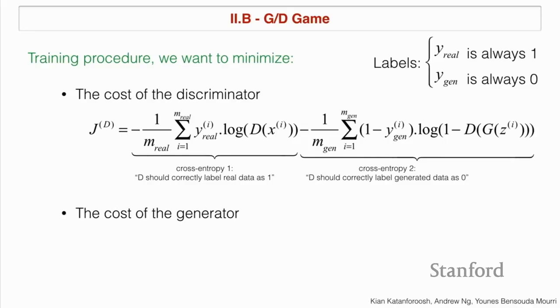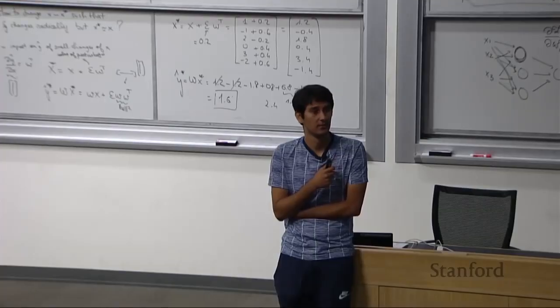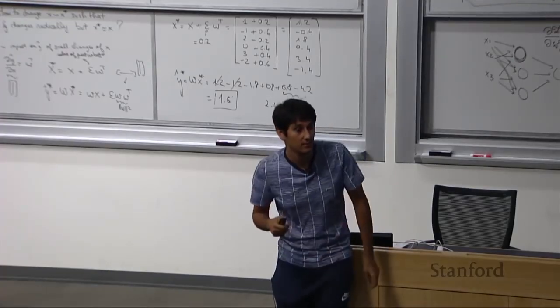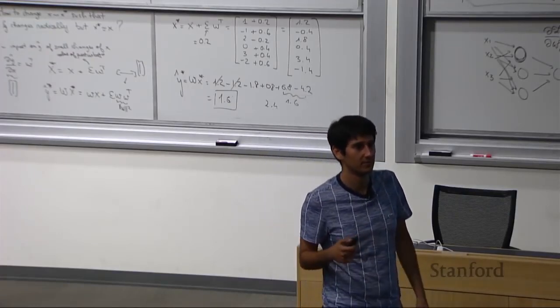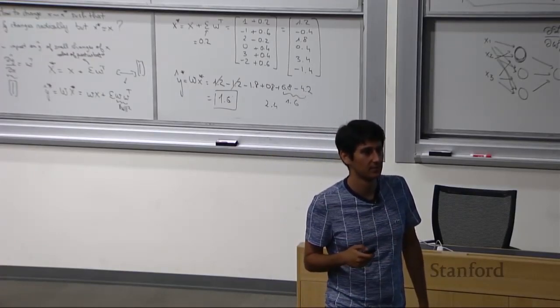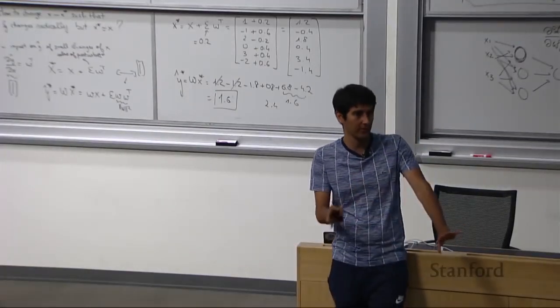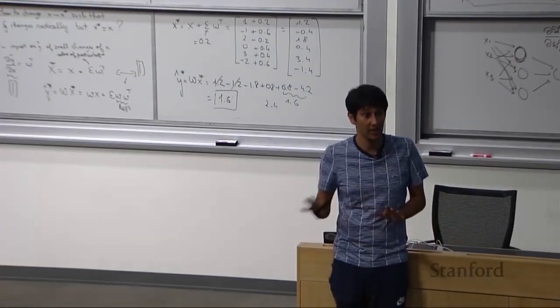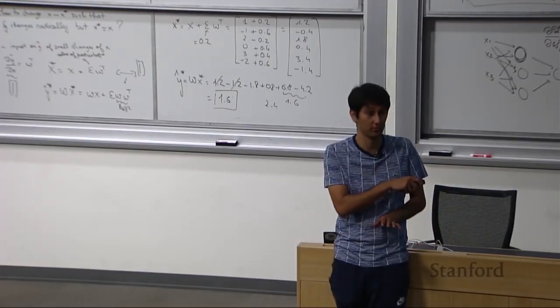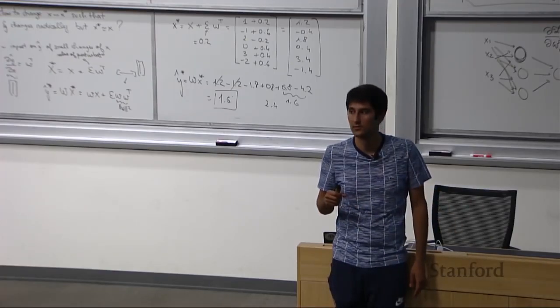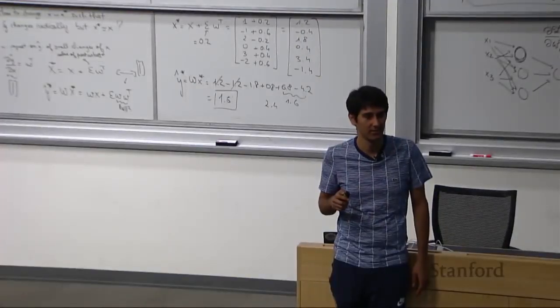Now what about the generator? What do you think should be the cost function of the generator? Yes? So just on that cost function, if I'm inputting data that's from the generator, I won't run the first half because I don't have a Y real if I have an input that's coming in from the generator. Yeah, exactly. In your batch, you would have a certain number of real examples and a certain number of generated examples. The generated examples have no impact on the first cross entropy, and the same for the real examples on the second cross entropy. Any other questions?